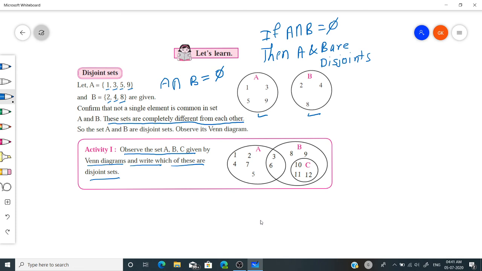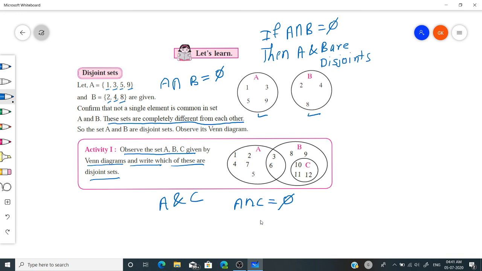3 and 5 are common elements between A and B. Therefore, they are not disjoint sets, because the intersection of A and B is 3 and 5. But if we take the intersection of A and C, we get the null set. Therefore, A and C are disjoint sets.